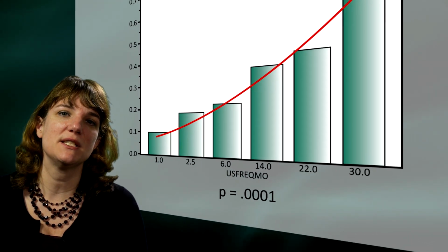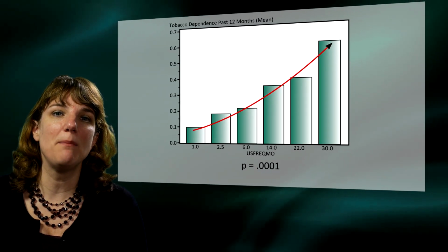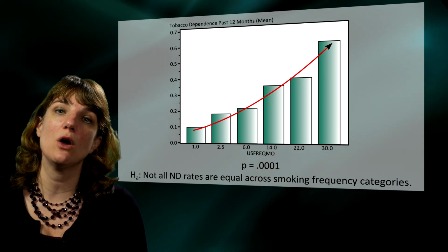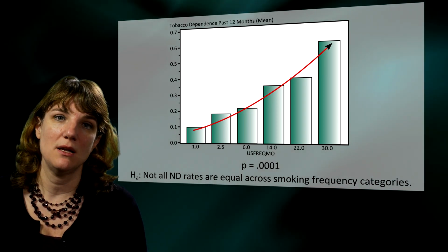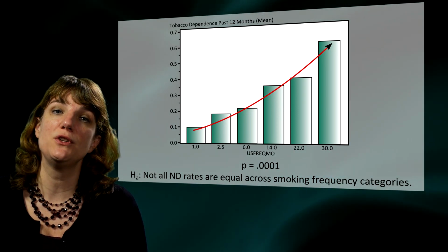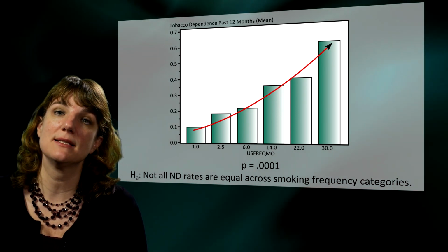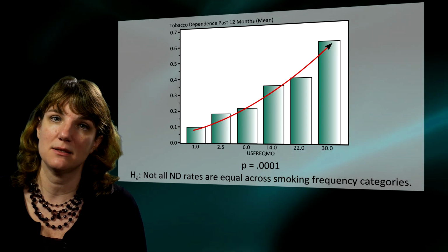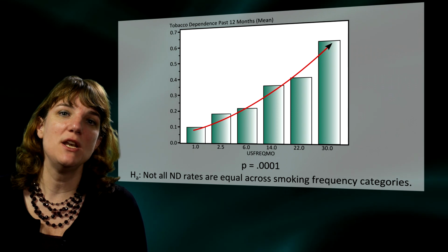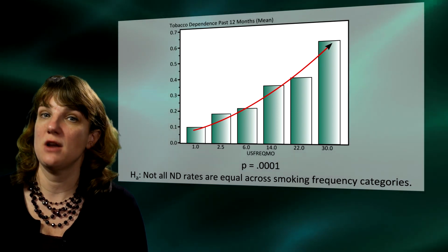I know from looking at the significant p-value of 0.0001 that I will accept the alternate hypothesis that not all nicotine dependence rates are equal across smoking frequency categories. If my explanatory variable had only 2 levels, I could interpret the 2 corresponding column percentages and be able to say which group had a significantly higher rate of nicotine dependence. But my explanatory variable has 6 categories, so I know that not all are equal, but I don't know which are different and which are not.